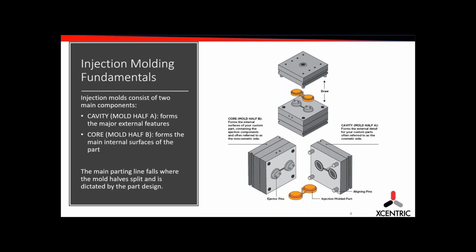On the other side, which we call the core, tends to form the backside of the part. It's the backside features, and as those two parts of the mold come together and then separate, we also get what we call the parting line. The core side tends to carry a lot of the actions of the tool and all the inner mechanics, as well as more of the water to help cool the part.